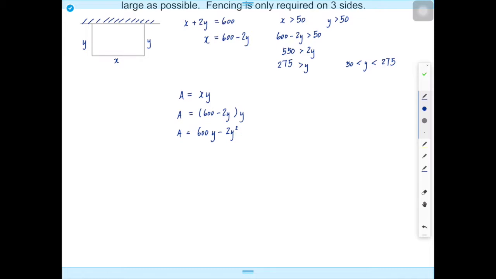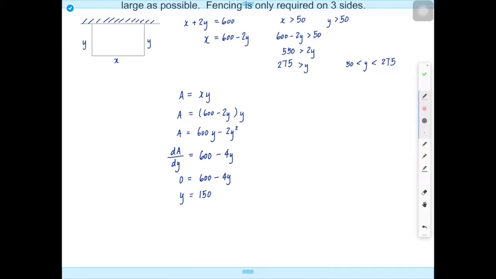Okay, so now we're ready to do the important step, which is to differentiate the area, this time with respect to y. So here we have 600 minus 4y. Set this equal to 0. I have 600 minus 4y equals 0. In other words, y is 150.